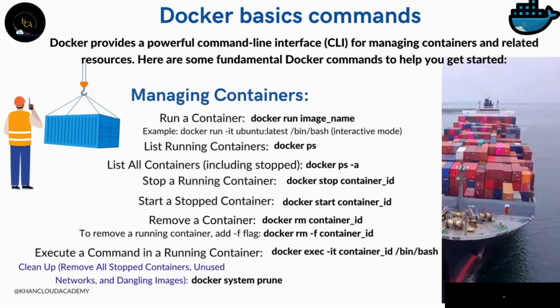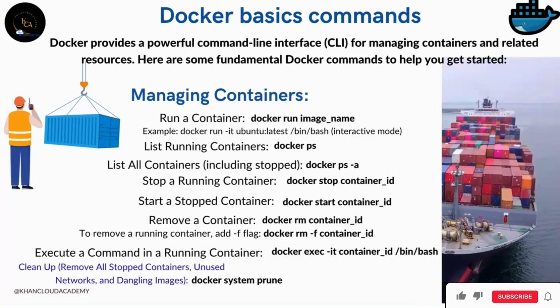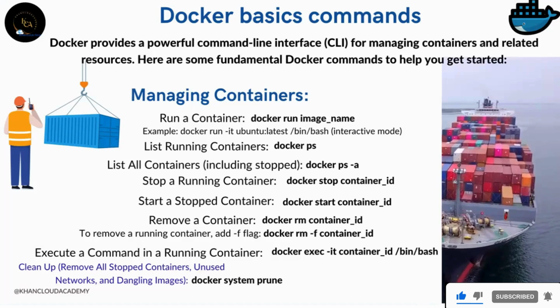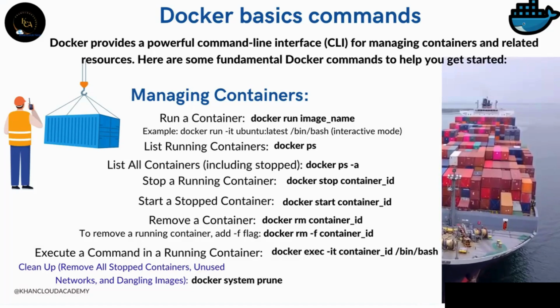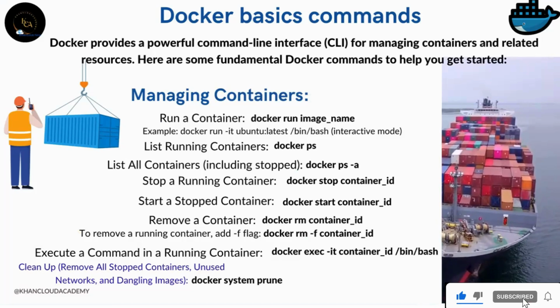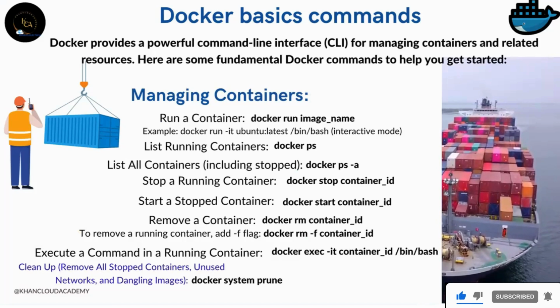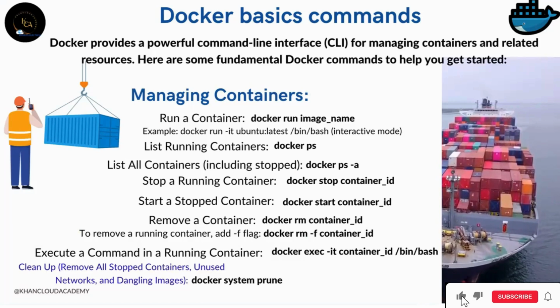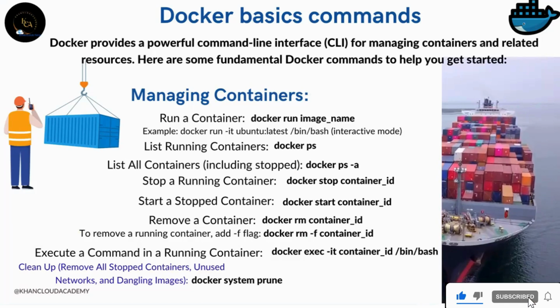Managing containers. To run a container, docker run image name, and it will start running. Docker run -it image /bin/bash is interactive mode. I'm repeating this again and again so you can remember. To list running containers, docker ps. To list all containers including stopped ones, docker ps -a. The -a flag is used so that containers in a stopped state will also show up.